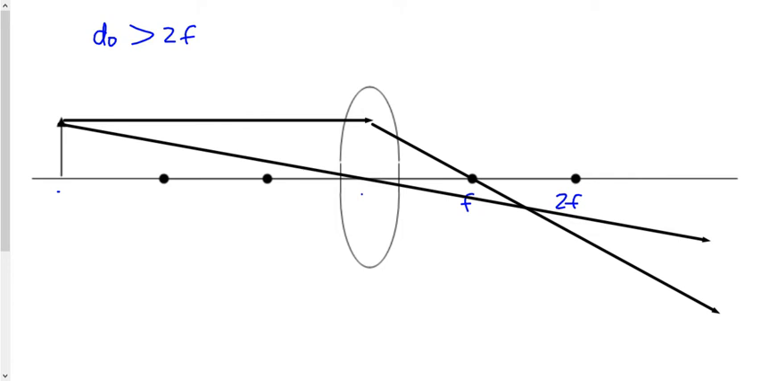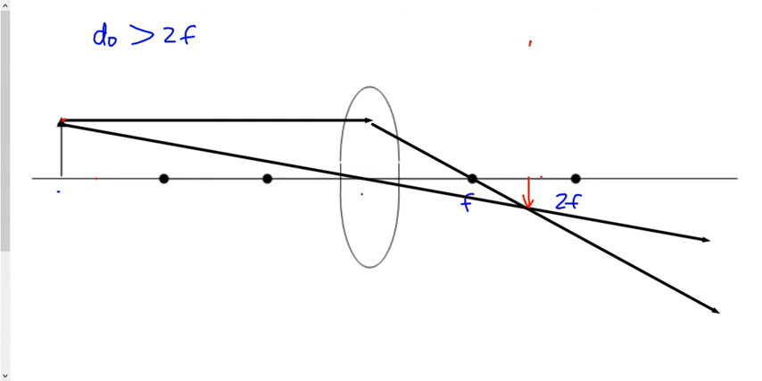Where's the image formed here? What do we end up seeing as a result of this lens? We draw the image right there. Our object starts at the principal axis. Our image starts at the principal axis. Our object ends where the rays start. Our image ends where the rays converge together or come together.